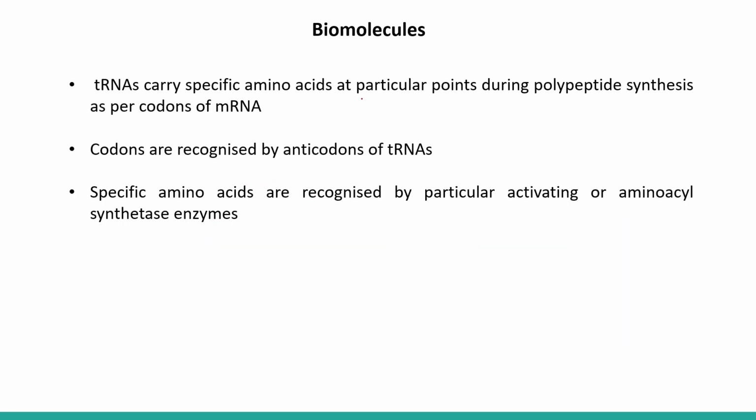So tRNA carries specific amino acid at a particular point during the polypeptide synthesis as per the codon of mRNA. So the codon which is present on the mRNA is read by the particular tRNA which is having a particular amino acid attached to it. So that particular amino acid attached tRNA comes and joined to that particular site mRNA that is having that codon. Now, codon are recognized by the anticodons of tRNA. This only just now I explained that codons are read by the anticodons of the tRNA. Now, the specific amino acids are recognized by the particular activating amino acid synthetase enzyme, and that get attached to it.